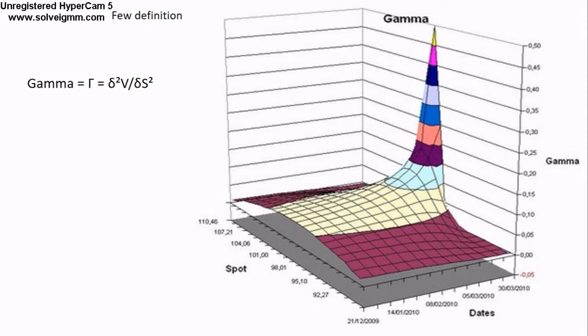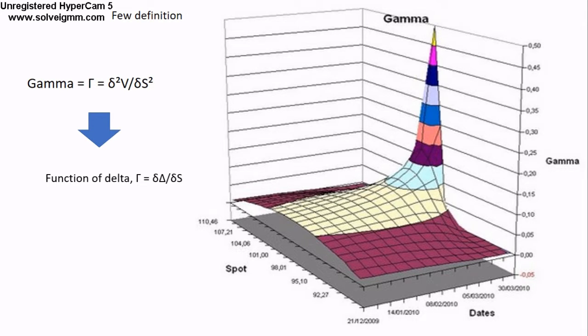We see that when we are at the money, gamma is bigger, it's more important, and when we are out of the money and in the money, gamma is nearly equal to 0. Okay, this is really important to understand because gamma is the heart of this presentation. So gamma is a function of delta. Delta is not a constant, so gamma goes up and down, it's not a constant.